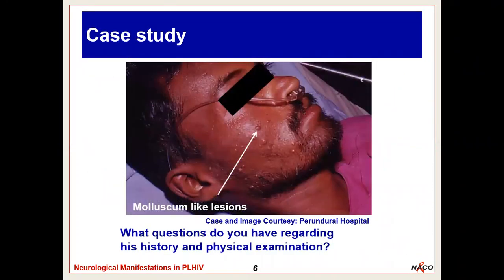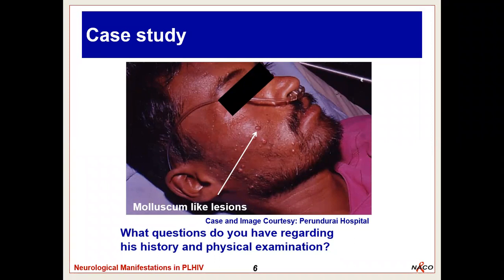I would like all of us to look at the lesions. I would have loved to go into the details of each and every case study, but just for time management, I will just read it out and make sure that you all have seen it. What we see is multiple white papules over the face. So what other questions would you like to ask?